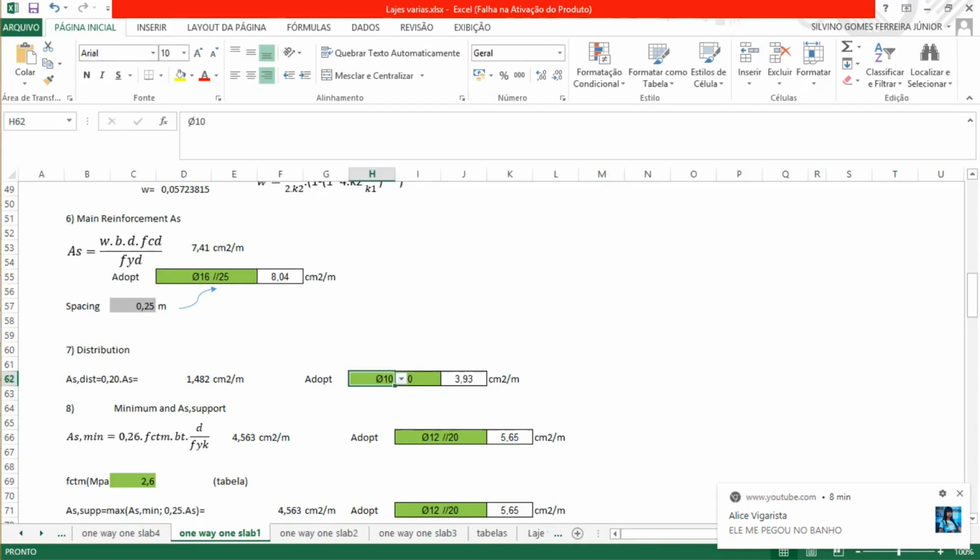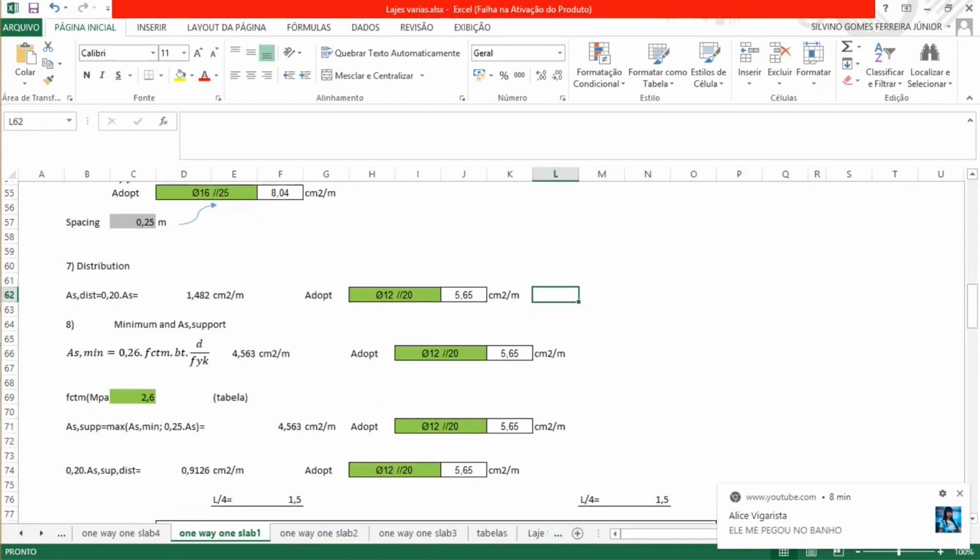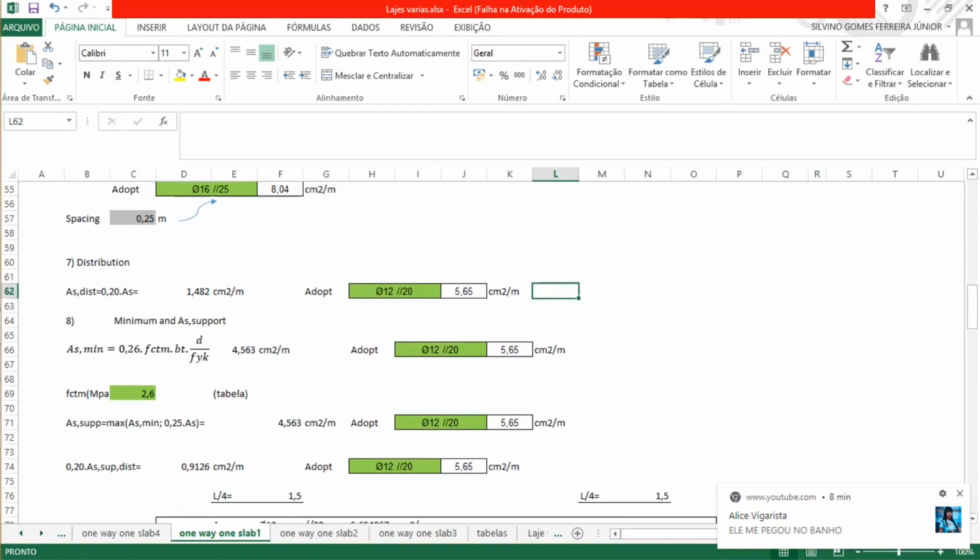And I don't use the 10 because it gives me 3.93, that's why. But I was needing only this. I'm going to 12, which gives me 5.65, diameter of 12, spaced by 20. So now for the sides where it can have some negative tensions on the supports, on each side, we need to calculate there some reinforcement for cracks.